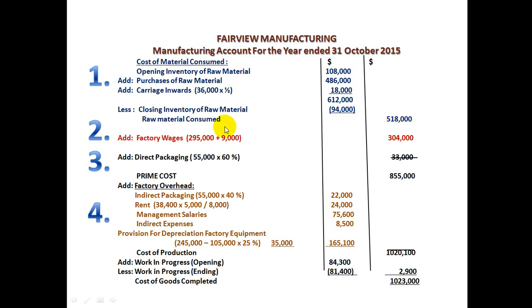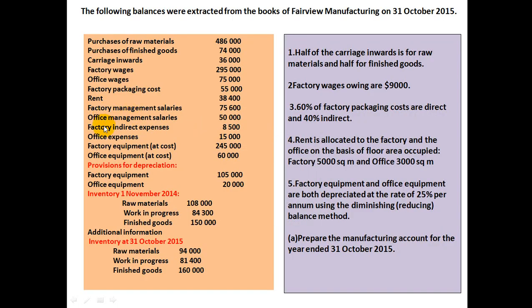Factory wages are the direct labor or the direct factory wages which are given to us in the question. These are the factory wages, 2,95,000, and because 9,000 are still owed by us or unpaid by us, so we will be adding these two.